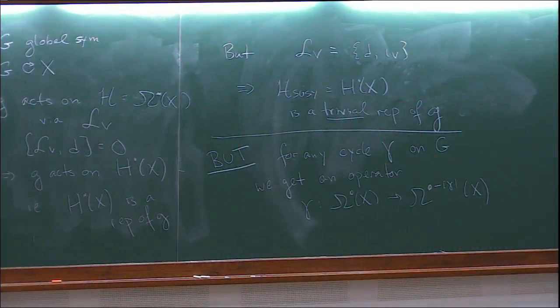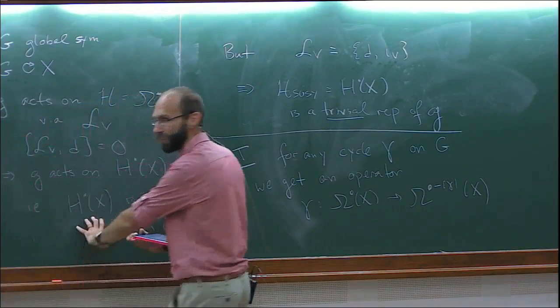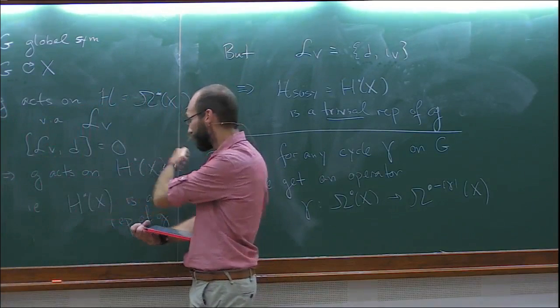So if I were doing B-type quantum mechanics, then I would have stopped. I would have stopped here. And the Hilbert space is an interesting representation of G, and then you don't have this higher stuff.